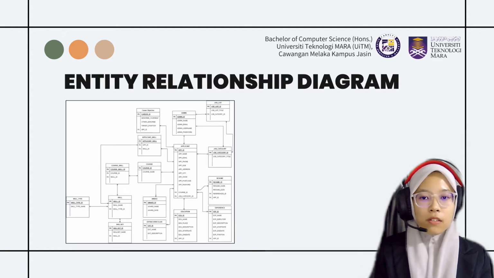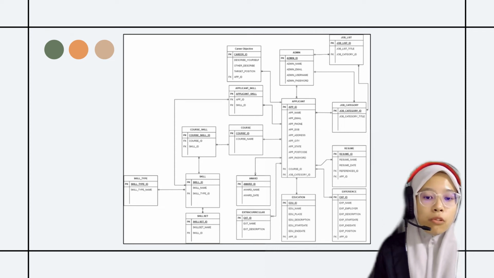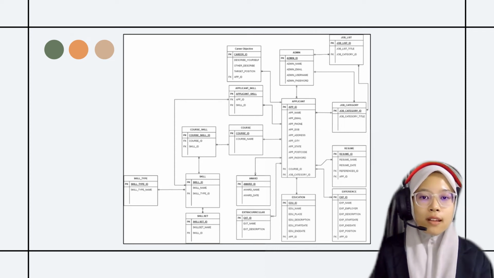Next, in the entity relationship diagram, there are 60 entities that have connections to each other. The diagram is created to have a better understanding of how the system works and to find some problems that can occur. There are two bridge tables that are useful to avoid data redundancy, such as course skill and applicant skill.